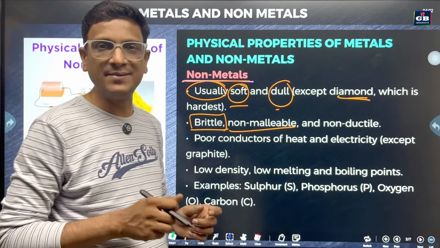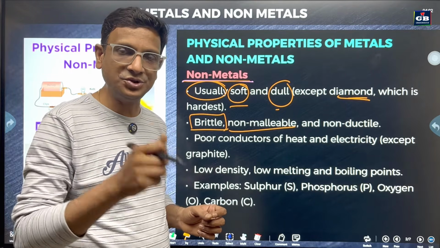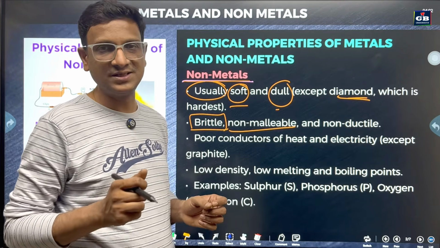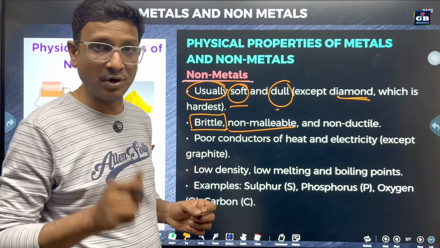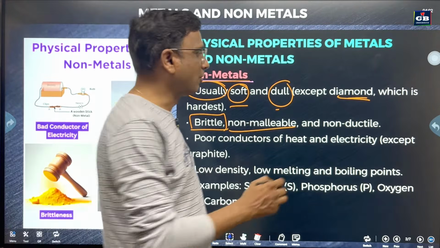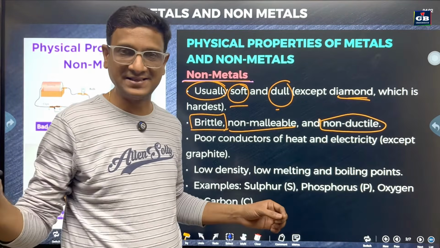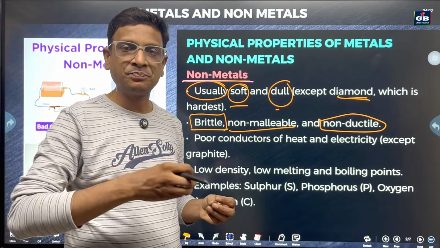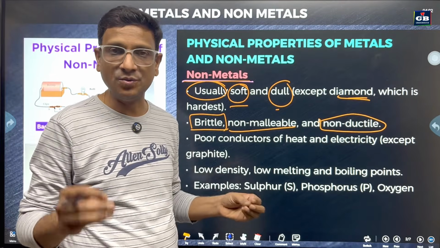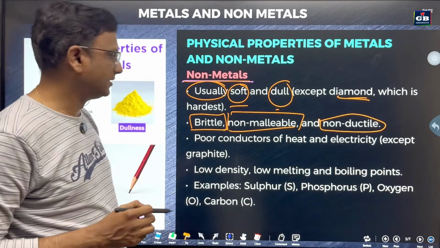And next, they are non-malleable. That means you cannot make them into sheets. Metals are malleable. You can beat them into sheets. But non-metals, you cannot beat into sheets because they are non-malleable. That is the property of non-metals. And they are non-ductile. That means you cannot make non-metals into wires. With metals, we can make wires, but non-metals we cannot. So they are non-ductile, non-malleable, brittle.